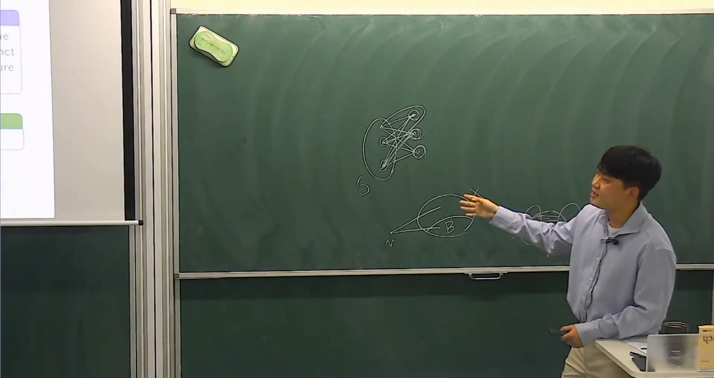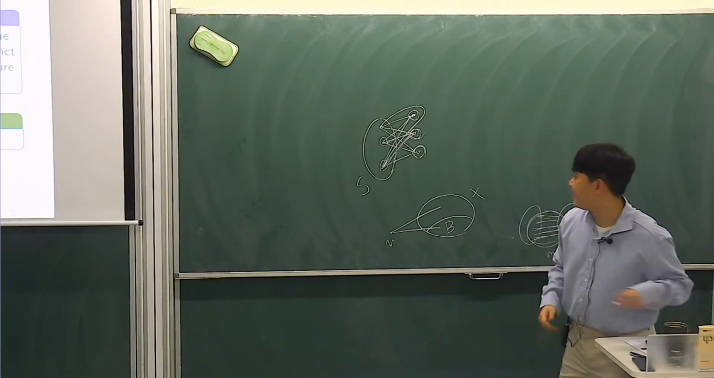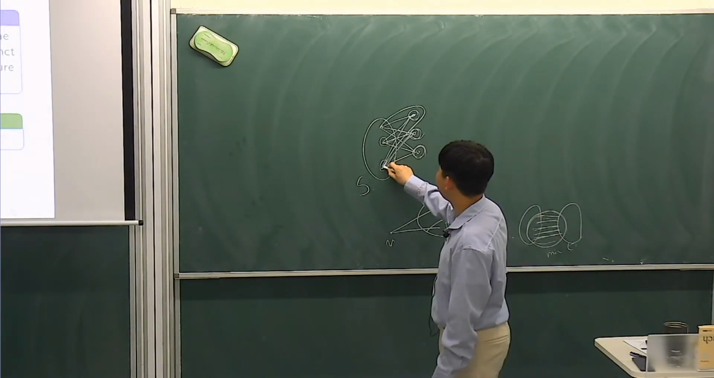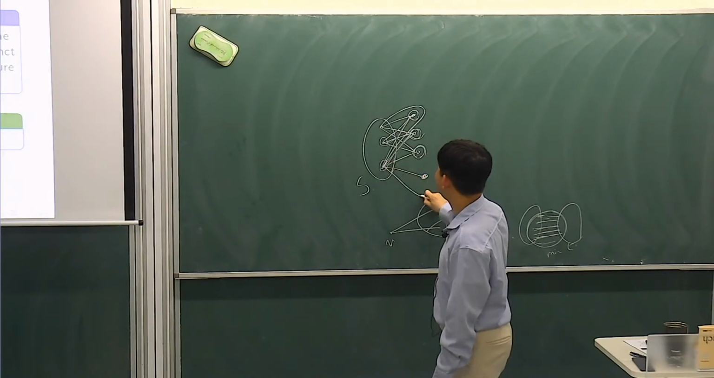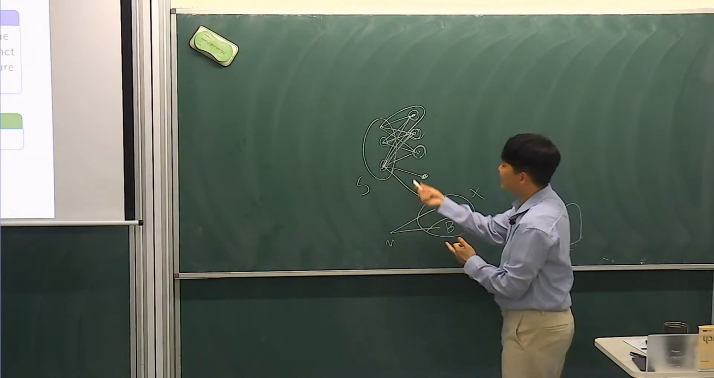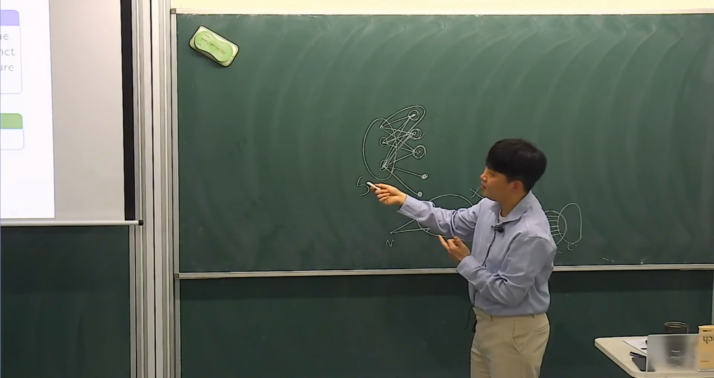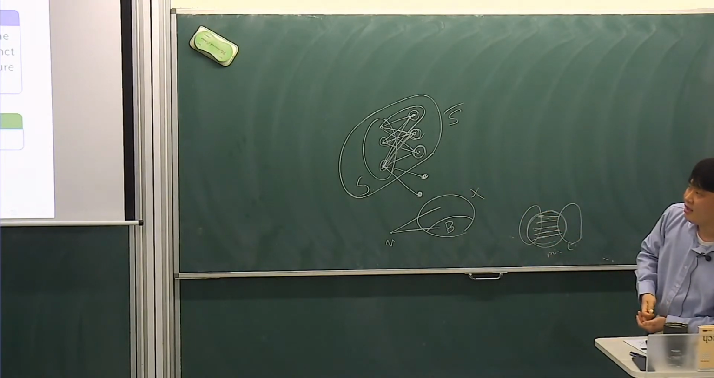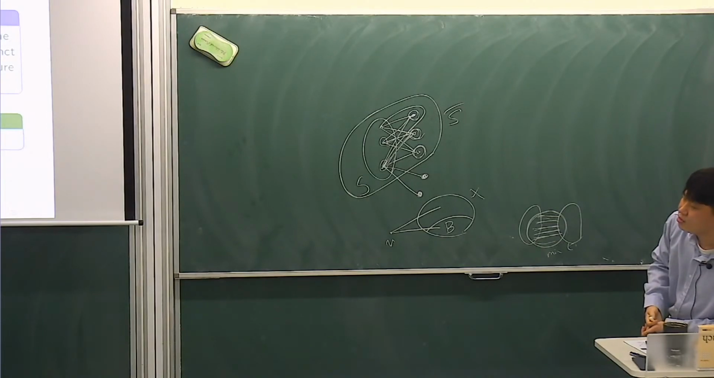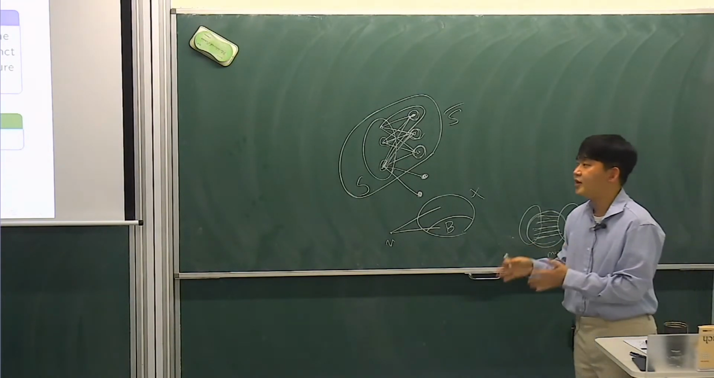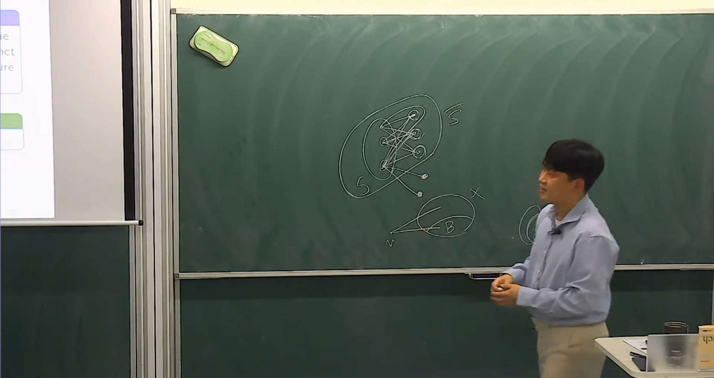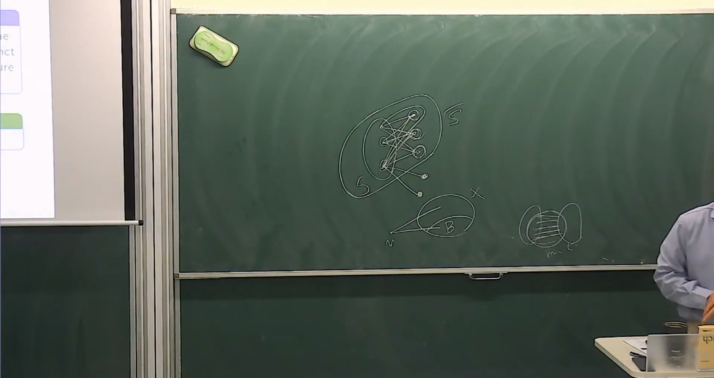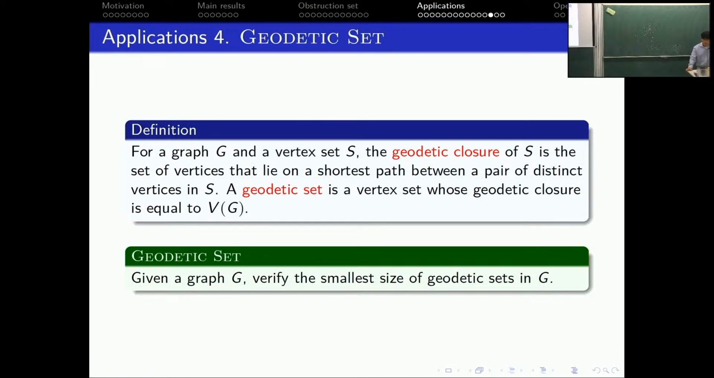So in this case, we call S a geodetic set. Let's consider this case. These vertices are covered by some shortest path condition of S. So we call this the geodetic closure of S. And if this geodetic closure is equal to the entire vertex set, then we say that the vertex set is a geodetic set. So the problem geodetic set asks, given a graph G, find the smallest size of a geodetic set in G.